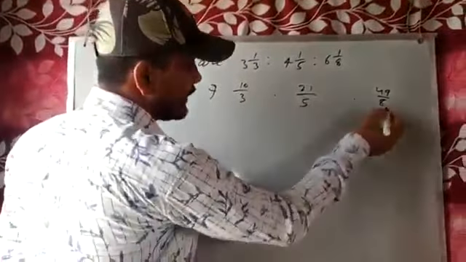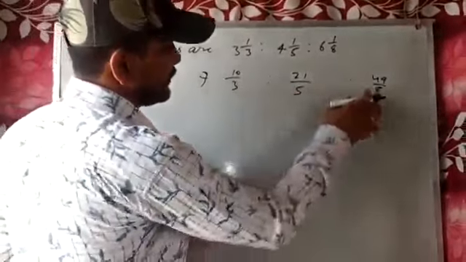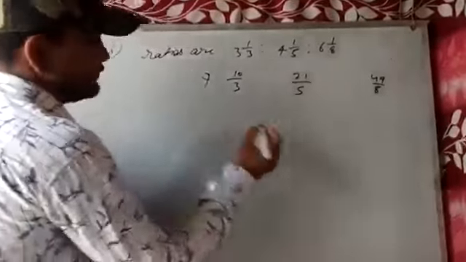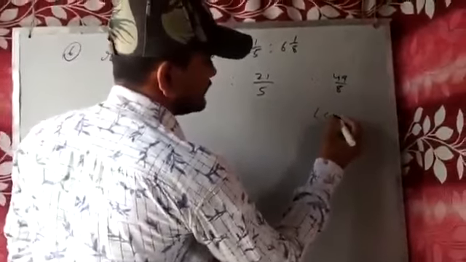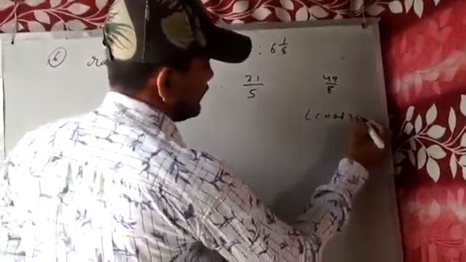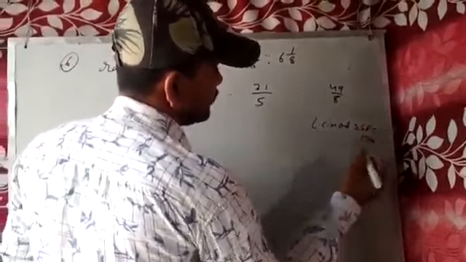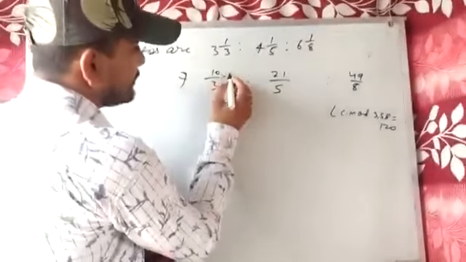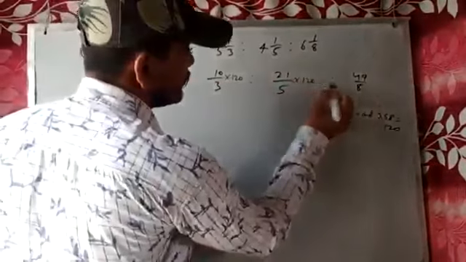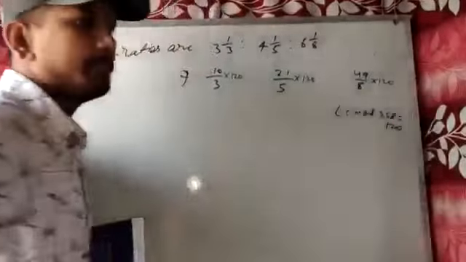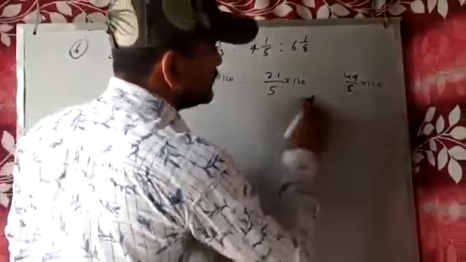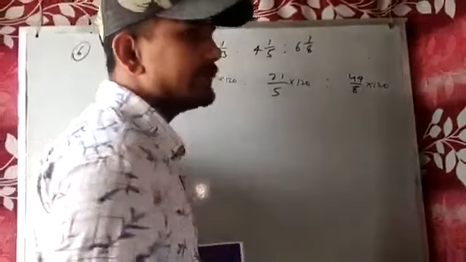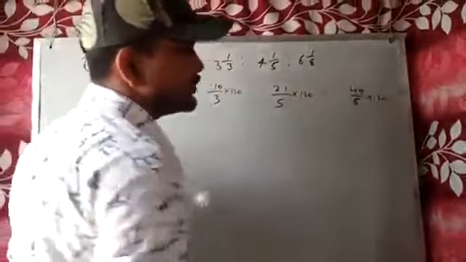I will take the LCM of 3, 5 and 8. 5 8s are 40, 40 3s are 120. LCM of 3, 5, 8 is equal to 120. Keep it in your mind. So I'll multiply it by 120, because I'm just changing it into a normal ratio. First of all, I'll take the LCM of the denominators and then multiply with each.